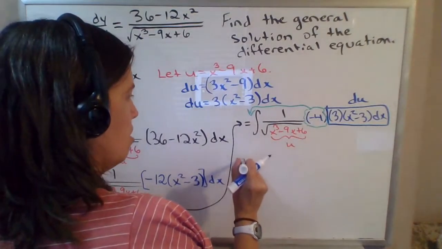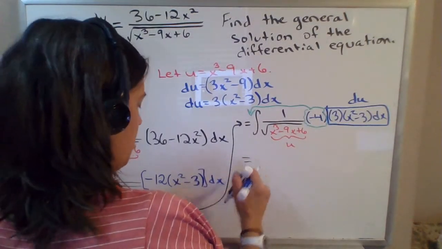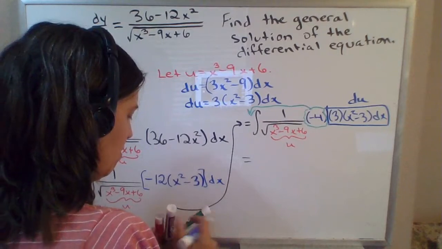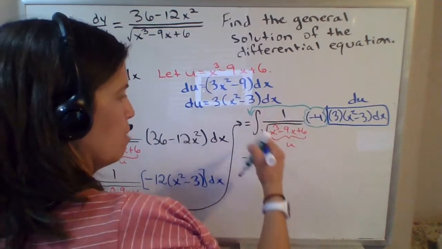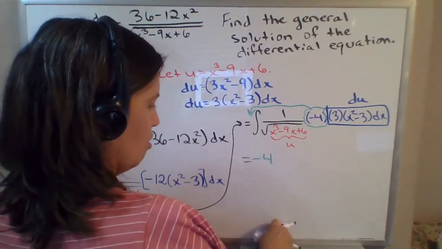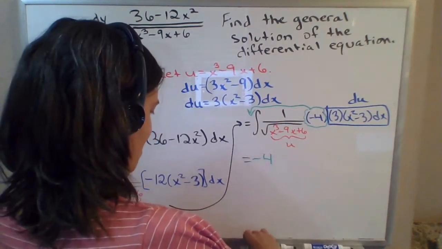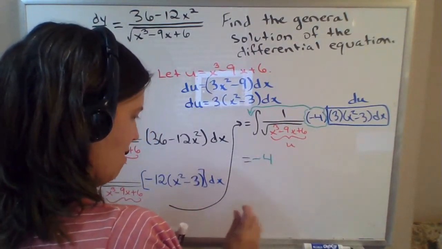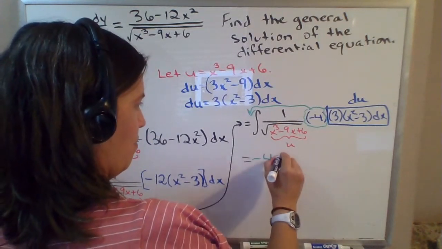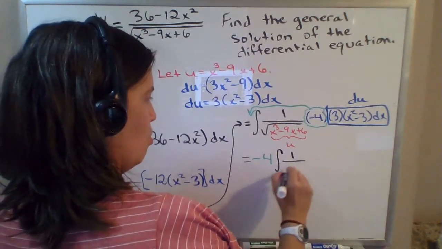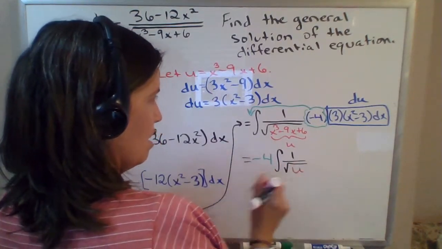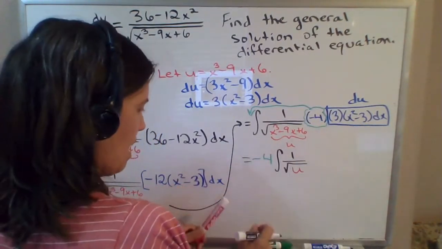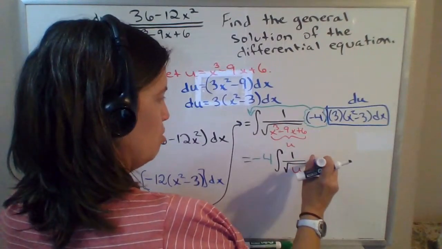So the negative 4 is going to move out front. I think I'll write it in green. I've got too many markers in my hand here. Negative 4 comes out front. Integral of 1 over the square root of u times all of that is equal to du.